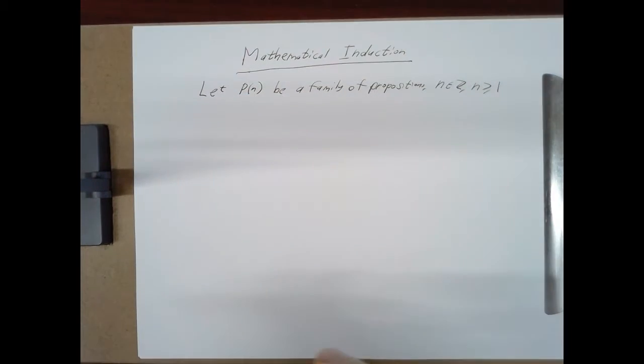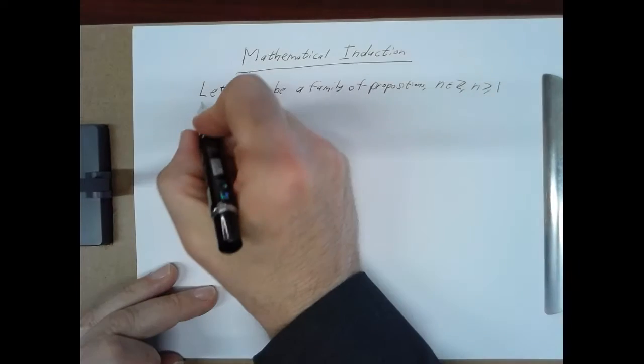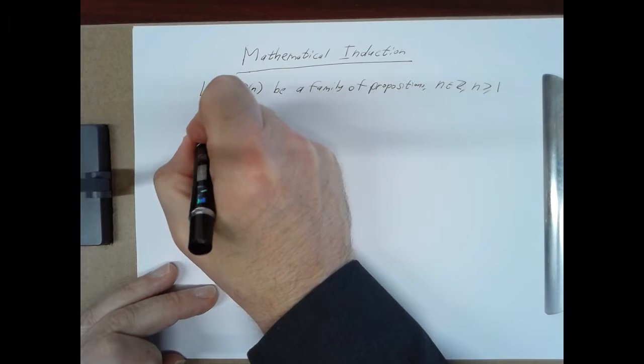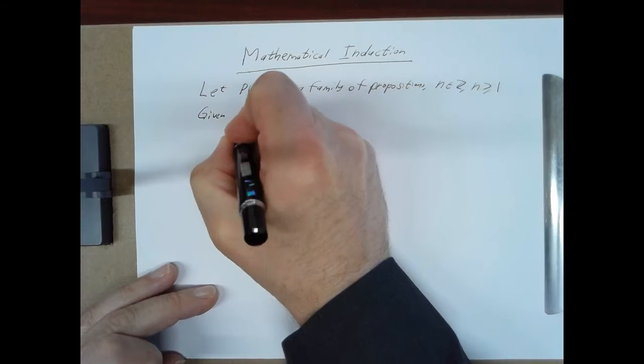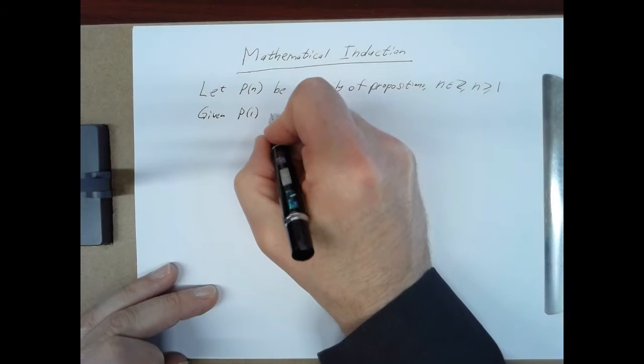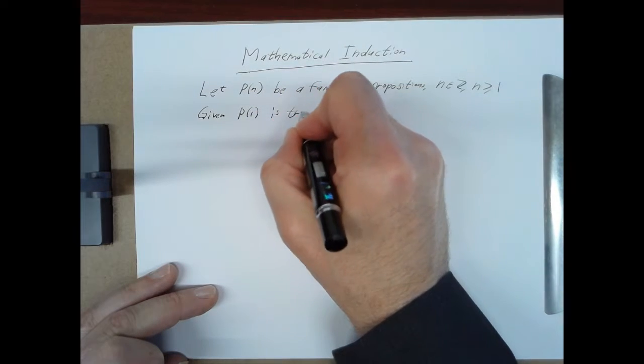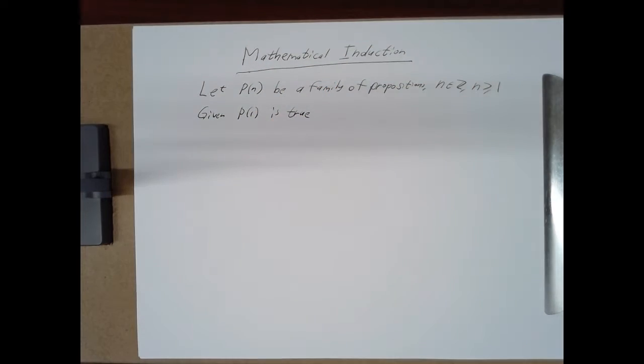Okay, so we've got a family of propositions. It's an infinite family of propositions. P of 1 says something. P of 2 says something. P of 5 says something. Infinite family. Each element is a different proposition. Suppose we're given that P of 1 is true. So whatever this proposition is, we know that P of 1 is a true statement.